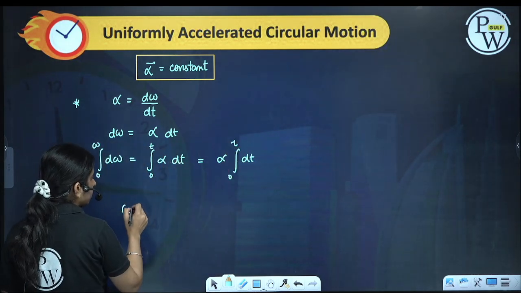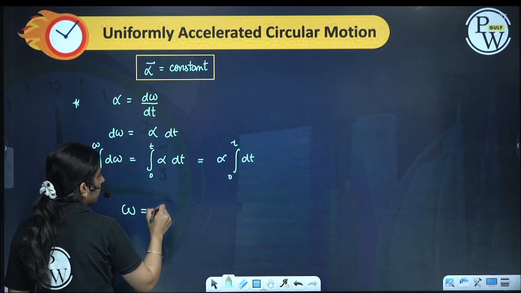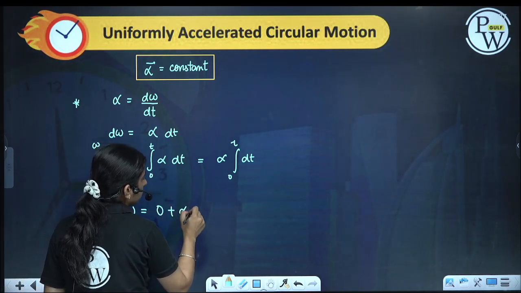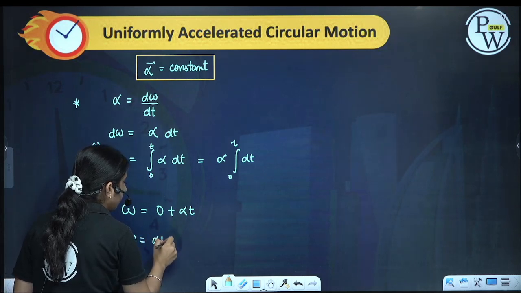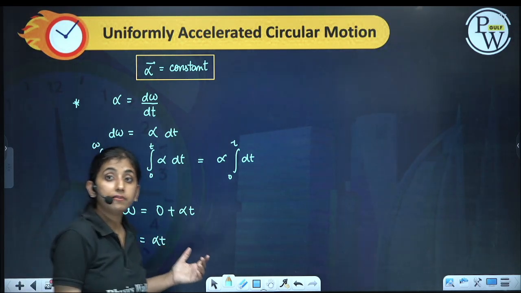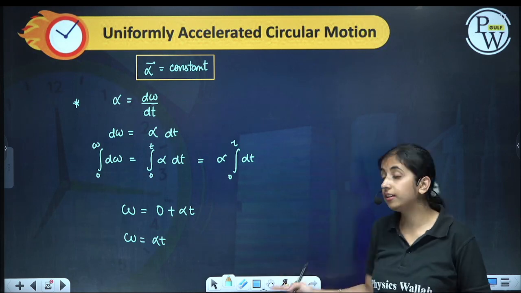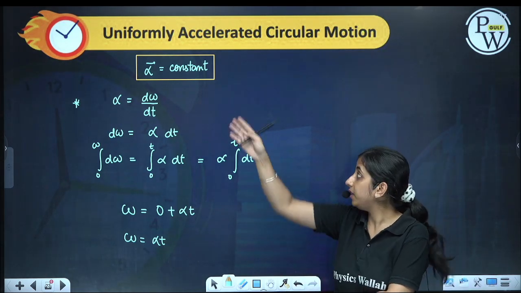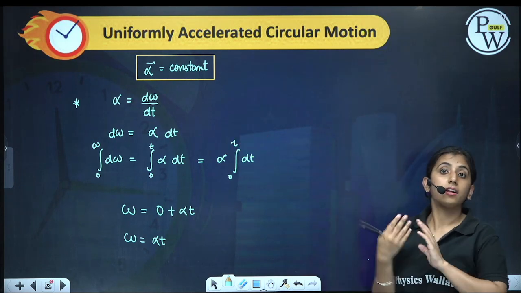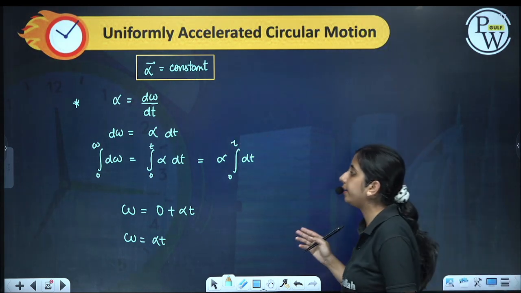Perform this integration, we will get omega is equal to 0 plus alpha t. Okay, omega will be equal to alpha t. Now we will derive this using integration equations only, because it is the non-uniform case. We are given the dependence that alpha is constant. Now we can integrate it.